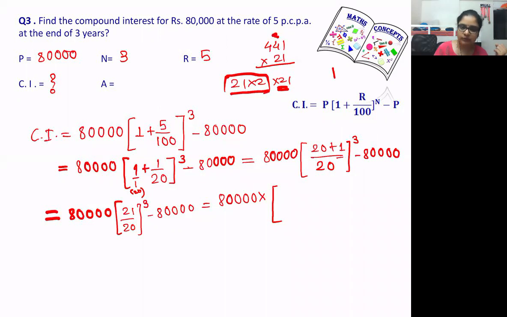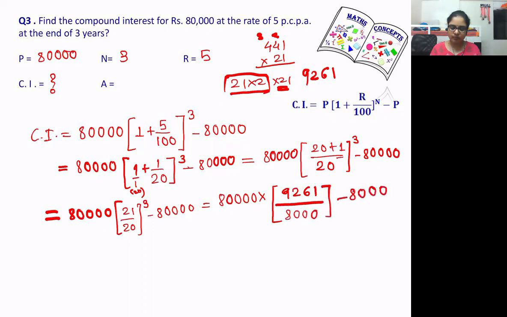Carry 2. 21 fours are 84 plus 2, 86. Again, 21 fours are 84 plus 8, 92. That's right, 9,261. This is 9,261 upon 20 cube. What was 20 square? It was 400, right? 400 into 20 is pretty simple. 4 into 2 is 8, and how many zeros? 3. 2 for 400 and 1 for 20.